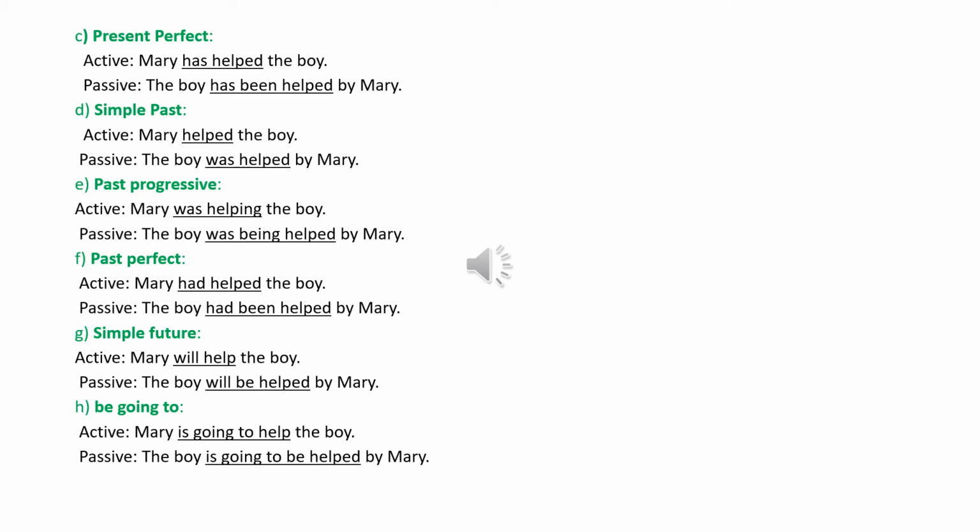Simple future. Active. Mary will help the boy. The boy will be helped by Mary. Or the simple future can be used with be going to. Mary is going to help the boy. The boy is going to be helped by Mary.